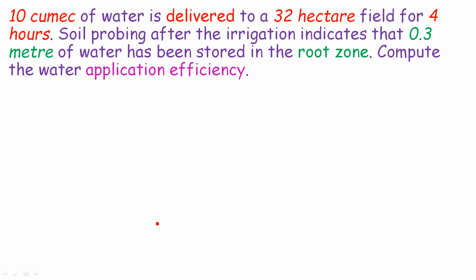Now the next question: 10 cubic of water is delivered to a 32 hectare field for 4 hours. Soil probing after the irrigation indicates that 0.3 meters of water has been stored in the root zone. Compute the water application efficiency. So again we should first know this term, water application efficiency.